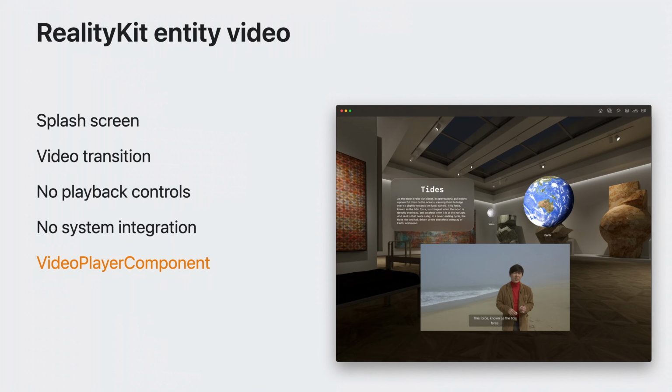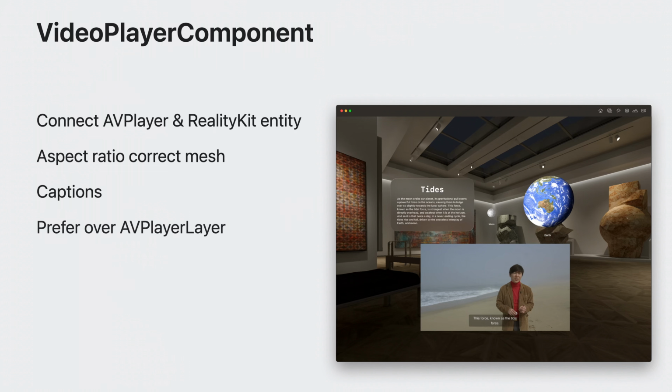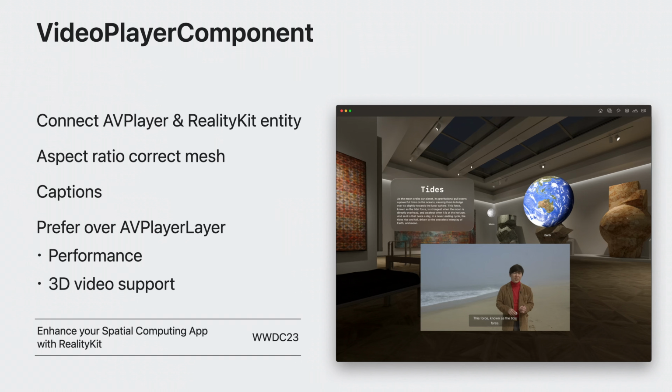Video Player Component connects a RealityKit entity to an AV player. You can position it in your RealityKit scene just like any other entity. It creates an aspect ratio correct mesh for the video, and it supports displaying captions. Whenever possible, prefer it over AV Player Layer. Because it takes advantage of RealityKit's optimizations for video, it gets better performance than AV Player Layer, and it supports new 3D video formats. Refer to this session for more details.